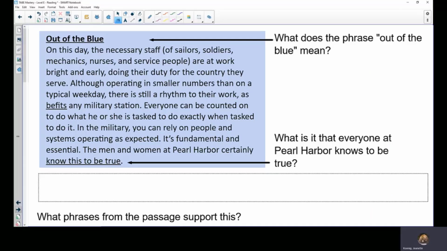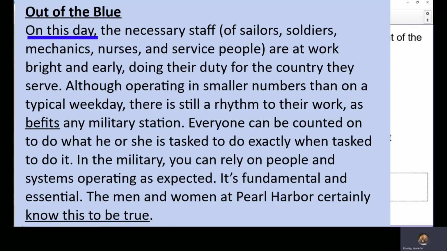So let's practice this a little bit more. Out of the blue. On this day, the necessary staff of sailors, soldiers, mechanics, nurses, and service people are at work bright and early, doing their duty for the country they serve. Although operating in smaller numbers than on a typical weekday, there is still a rhythm to their work, as befits any military station. Everyone can be counted on to do what he or she is tasked to do, exactly when tasked to do it. In the military, you can rely on people and systems operating as expected. It's fundamental and essential. The men and women at Pearl Harbor certainly know this to be true.